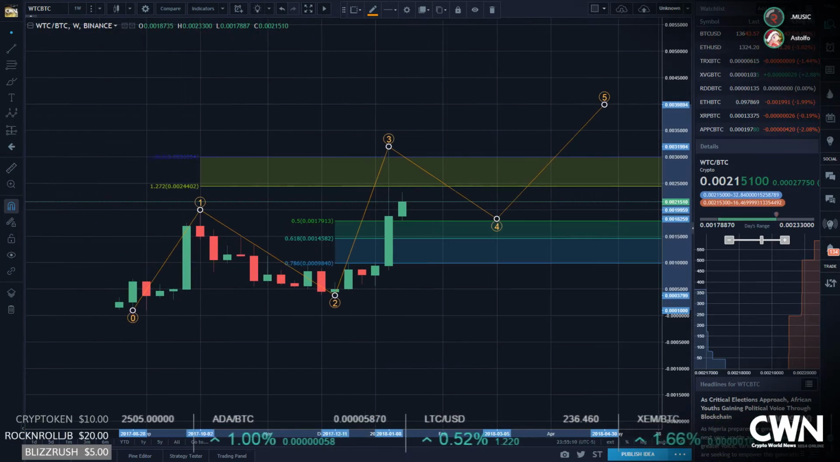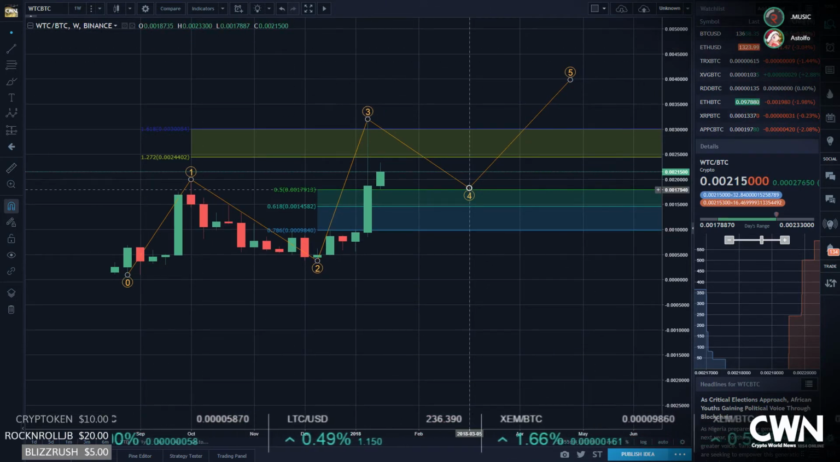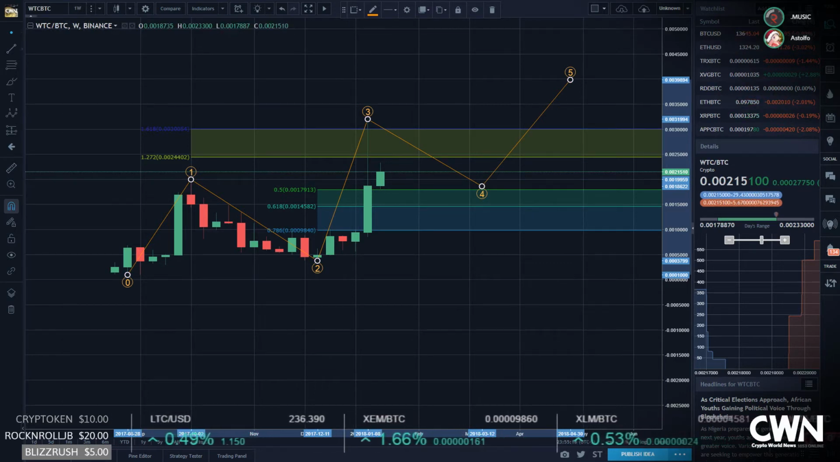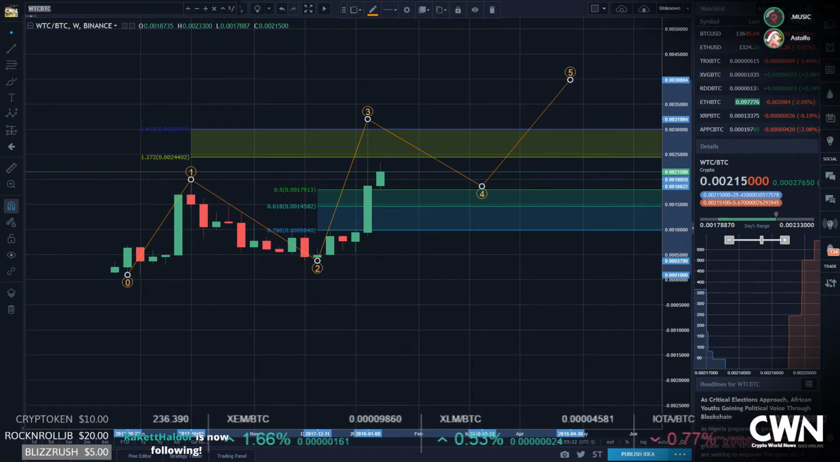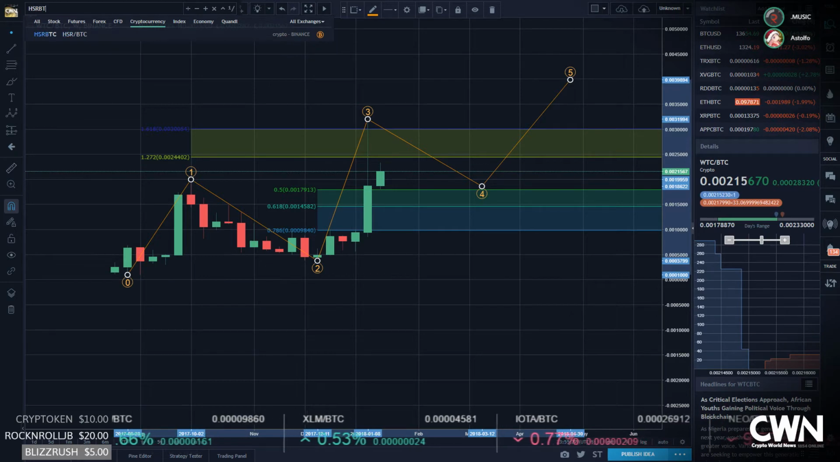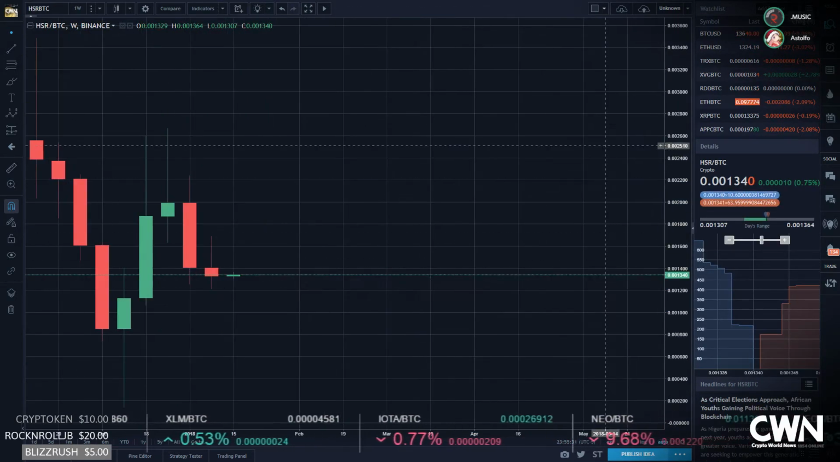WTC. All right, last chart I'm going to look at. This is my favorite chart right now. Excellent buying opportunity, in my opinion. We're going to look at HSR.